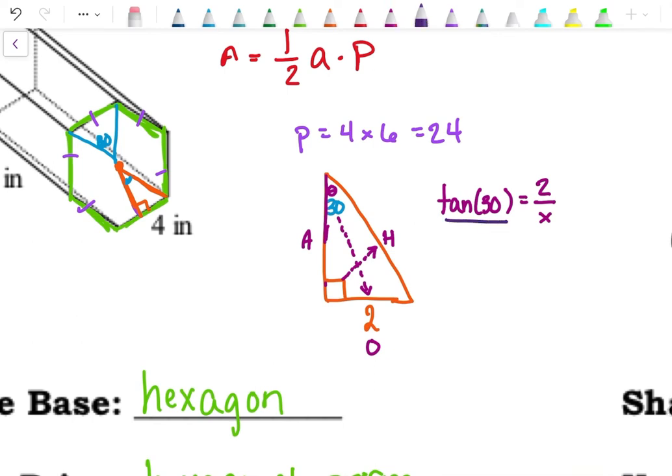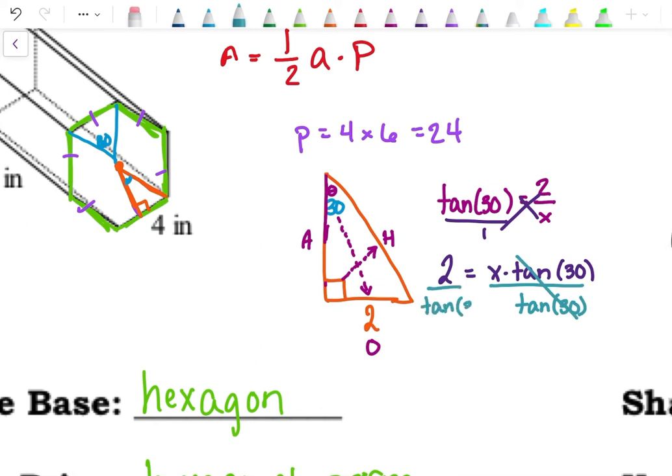And I'm going to put this over 1 and cross multiply. 1 times 2 is 2. X times tangent of 30 is x times tan 30. Of course, we don't know what tan 30 is, but we could figure it out if we wanted to. But I still just want to get x alone, so I'm going to divide by tangent of 30 on both sides. Now, if I divide by tangent of 30, that gets rid of it on the right-hand side, but I need to do it to the left also to keep things balanced.